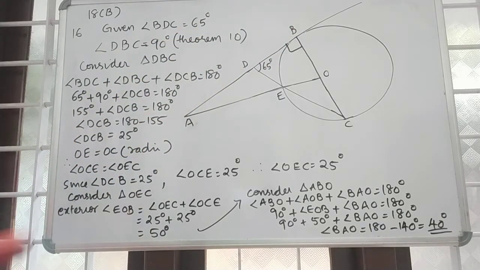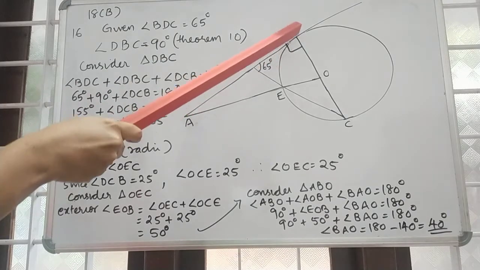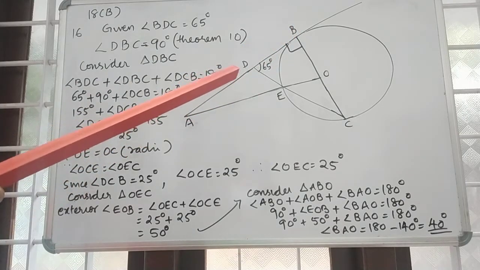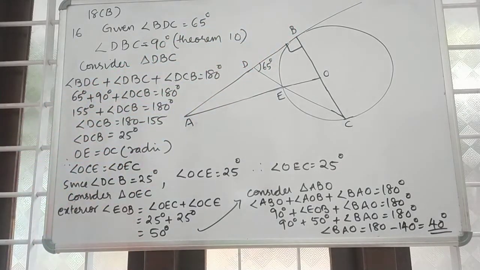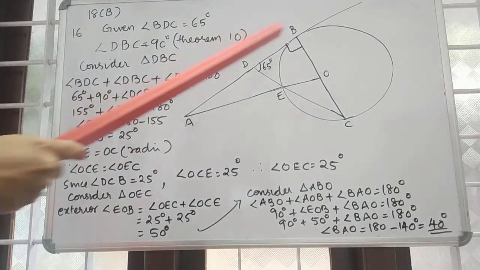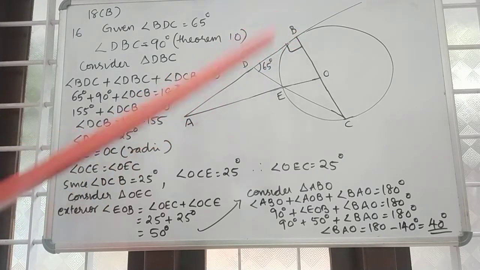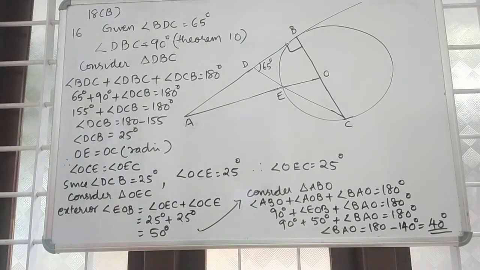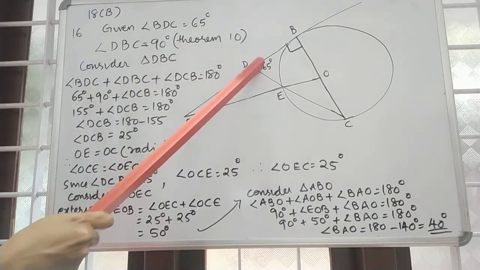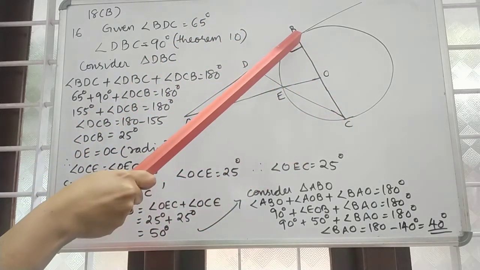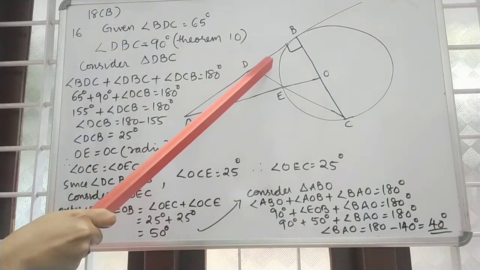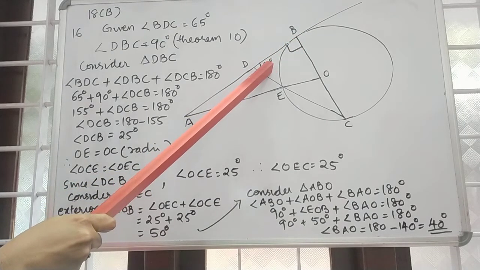So once again that theorem: a tangent at any point of a circle and the radius through this point are perpendicular to each other. So angle DBC will be 90 degrees. Now consider triangle DBC. We got this angle as 90 degrees, and this as 65 degrees from the question itself.